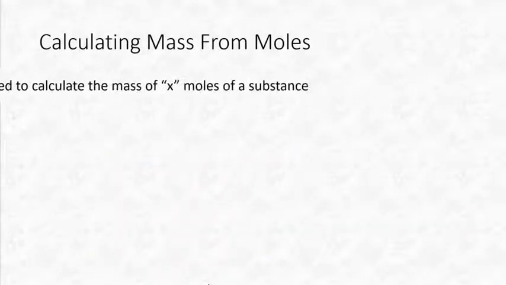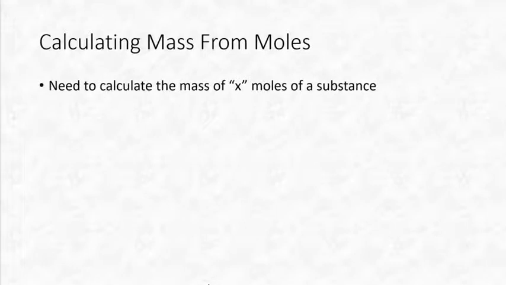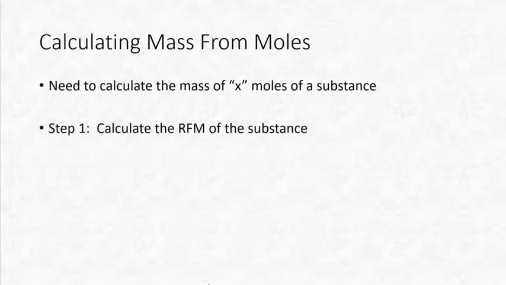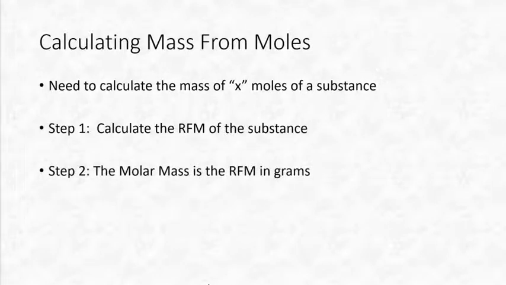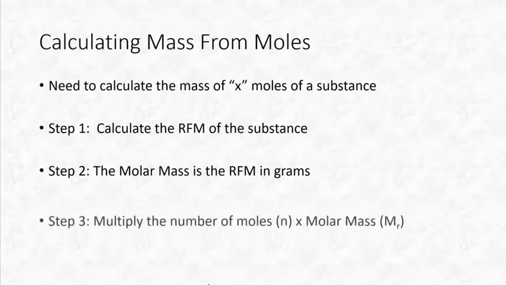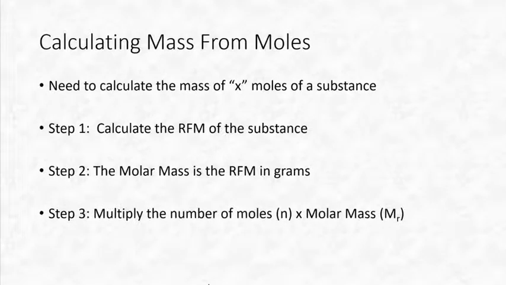So how do we calculate mass from moles? Let's say we have a question where we need to calculate the mass of X moles of a substance. Step 1 is to calculate the relative formula mass of the substance, like the examples we've just looked at. Then we convert that into a molar mass by expressing it in grams, like in our examples too. And then we just multiply the number of moles by the molar mass.